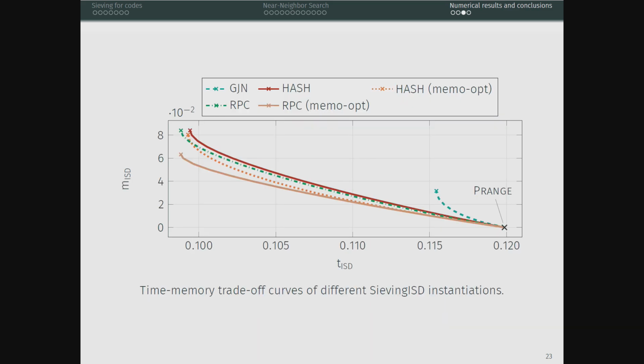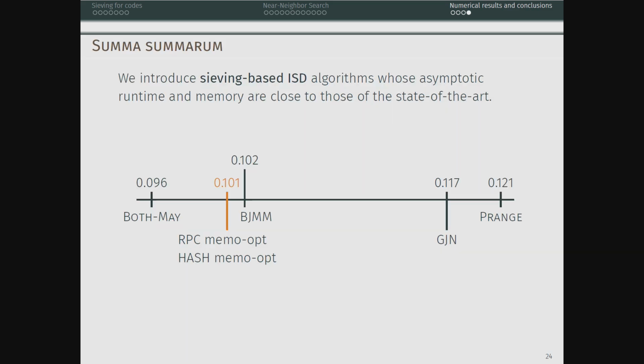And here are the time-memory trade-offs for different variants of our algorithms, where you can see that the memory-optimal versions, both of the hash and RPC, actually give you a much better trade-off. And in this particular case, RPC memory-optimal is actually the best we could hope for right now.